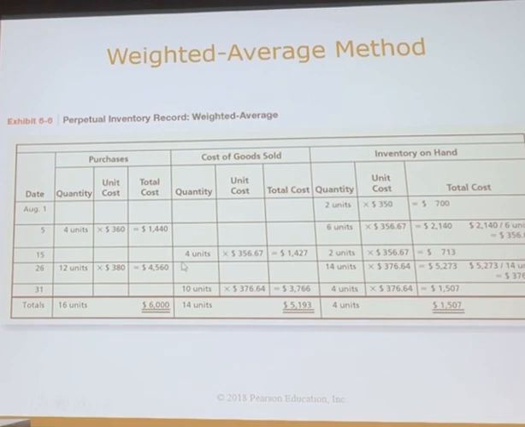$376.64. And then when we make a sale on August 31st, we use that newly computed weighted average cost to figure out both our cost of goods sold on that date and our inventory on hand on that date.